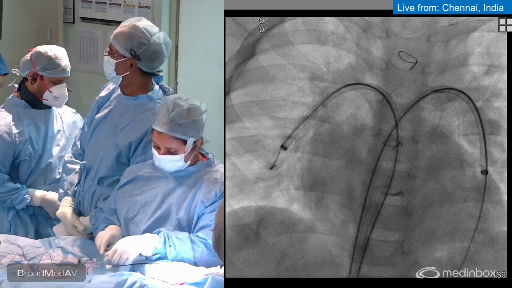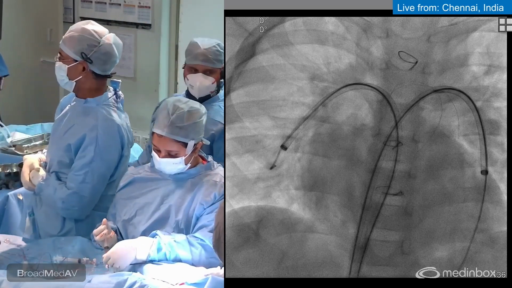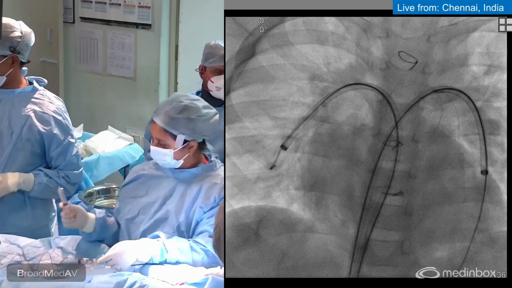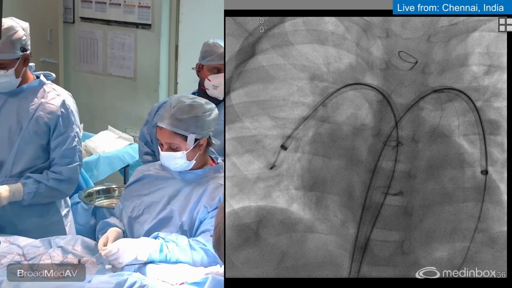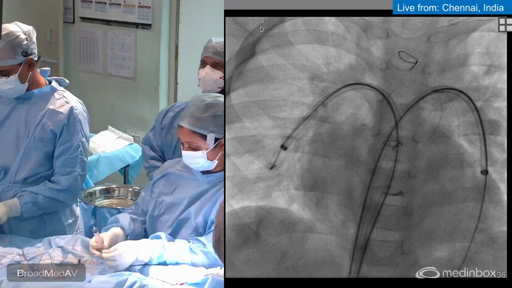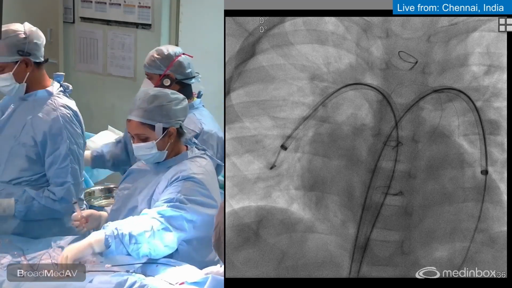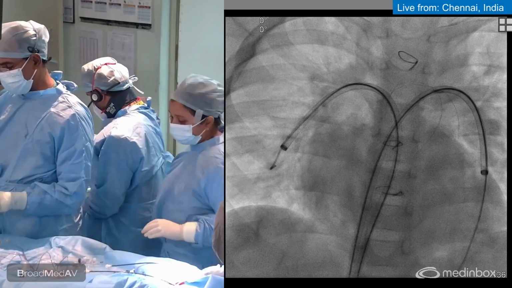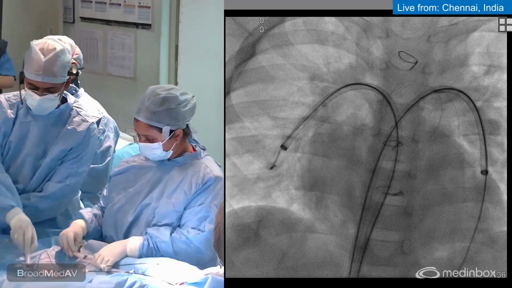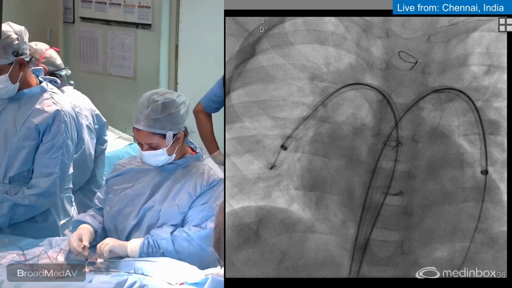On the right, we are going to take a 10 into 30 formula. We'll deploy a 10 into 30 formula and then post dilate it with a 12 into 2 Mustang balloon. So this is a 10 into 30 Cook formula stent. The advantage of this stent is that it can be post dilated to a larger diameter. A 10 millimeter stent can go up to a maximum dimension of close to 18 to 20 millimeters.